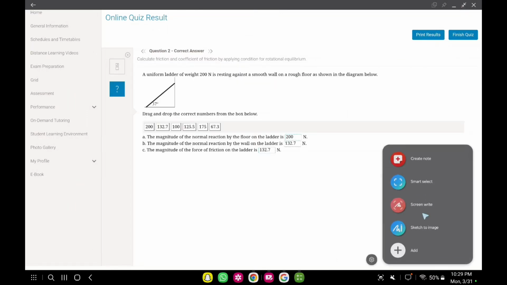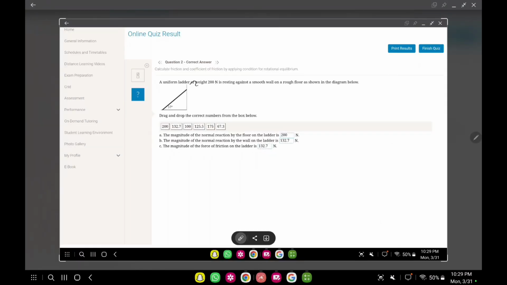Okay, question 2. A uniform ladder of weight 200 newtons is resting against a smooth wall on a rough floor as shown in the diagram below. So we have a ladder, and you're going to see this question a lot in this quiz. The ladder problem is a very common one. Maybe you might not get these questions in the exam, but you'll see the ladder question a lot in the material, and in every book actually.